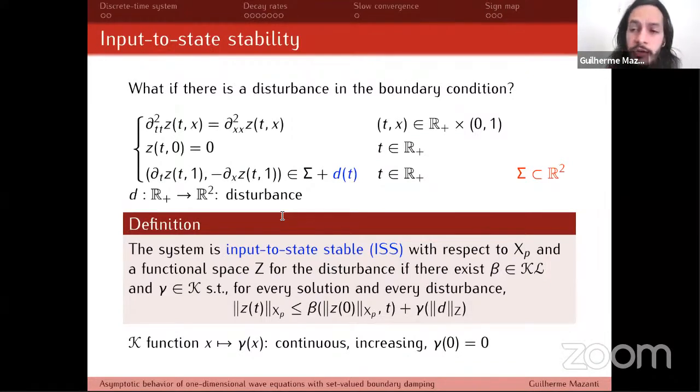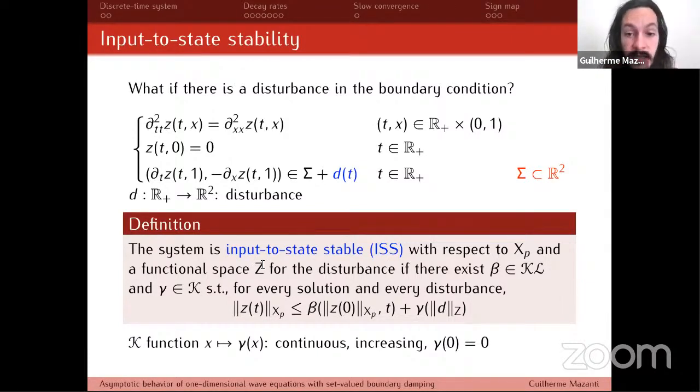And just to conclude, I just want to say that this formalism is also good for considering disturbances in the boundary condition. So for instance, if my boundary condition belongs to a set plus a disturbance here, we can study input to state stability, meaning that we can try to bound the norm of the solution as something that depends on the initial condition and that converges to zero as t tends to infinity, plus something that depends on a certain bound of the disturbance in a certain functional space.